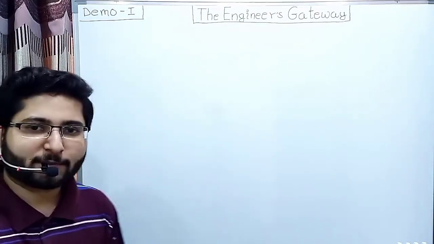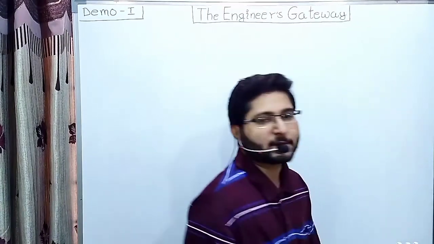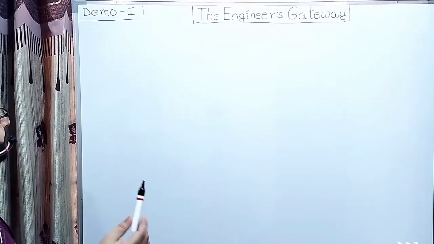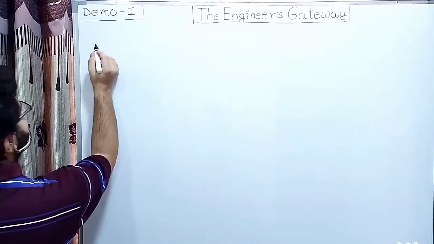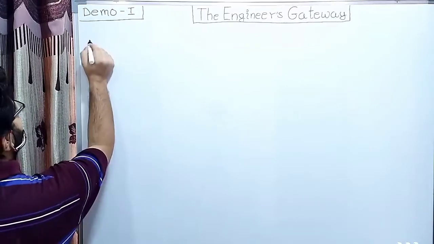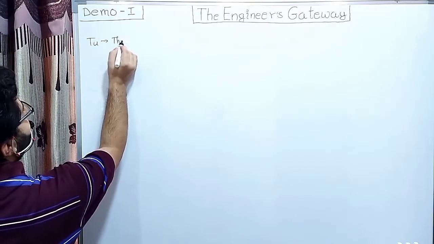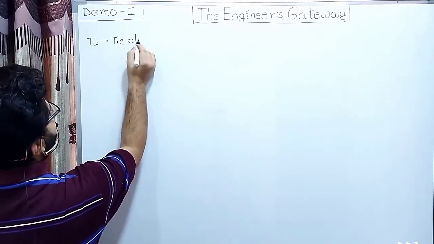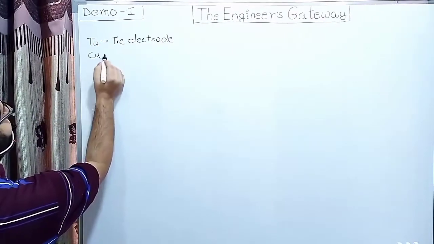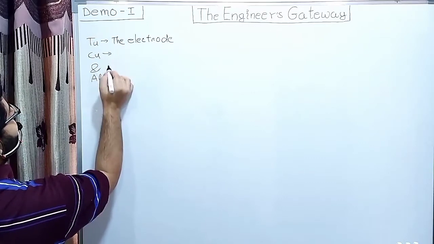Let us just begin with the first problem from electrochemical machining from manufacturing engineering. Okay, so the question is something like this. You are given that electrochemical machining is taking place with tungsten as the electrode and copper and aluminium as the work materials.